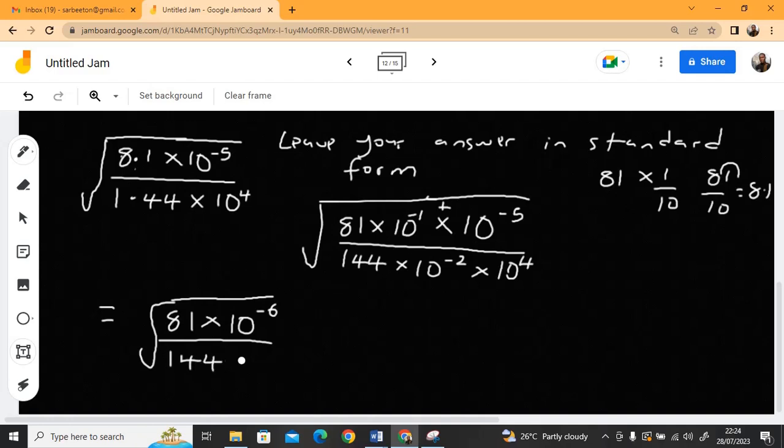144 times, this one also is what? Is plus. That is minus 2 plus 4. And minus 2 plus 4, that will give us what? 2. 10 raised to the power what? 10 raised to the power 2.